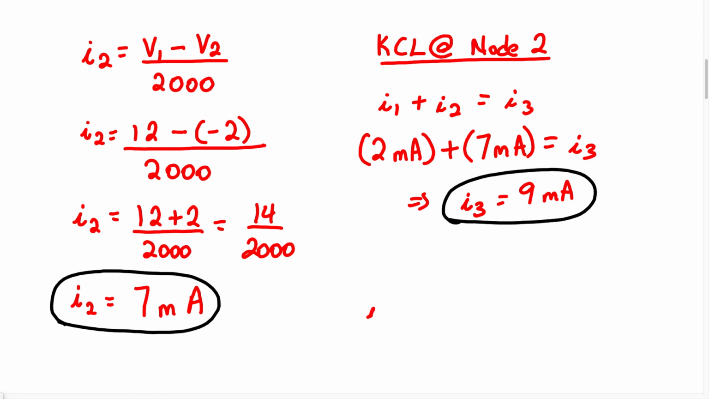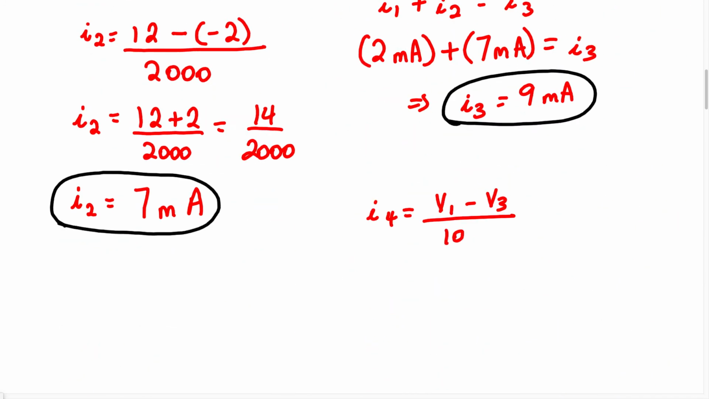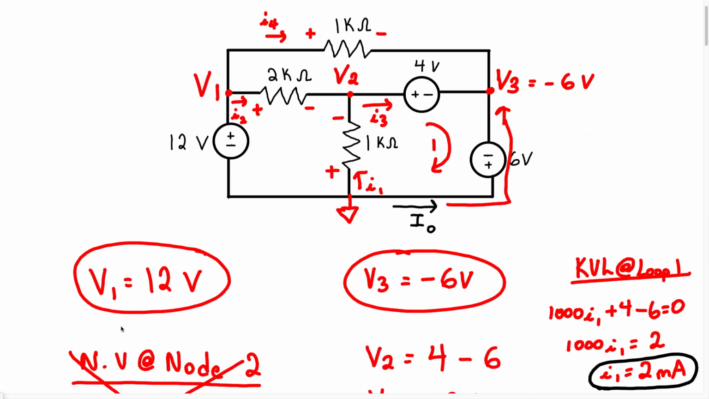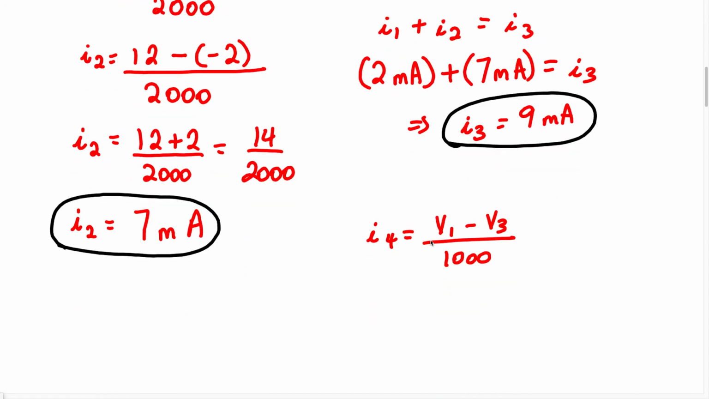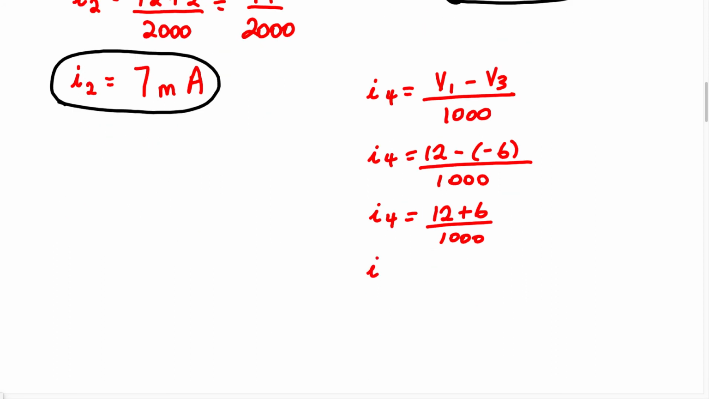To find the current I4, we're going to have I4 equals V1 minus V3 divided by the resistor, which is 1000. We know V1 is going to be 12 and V3 is negative 6. So we're going to have I4 equals 12 minus negative 6 over 1000. When we solve for this, the current I4 equals 12 plus 6 over 1000. Therefore, I4 equals 18 milliamps, right? So this is the current I4.